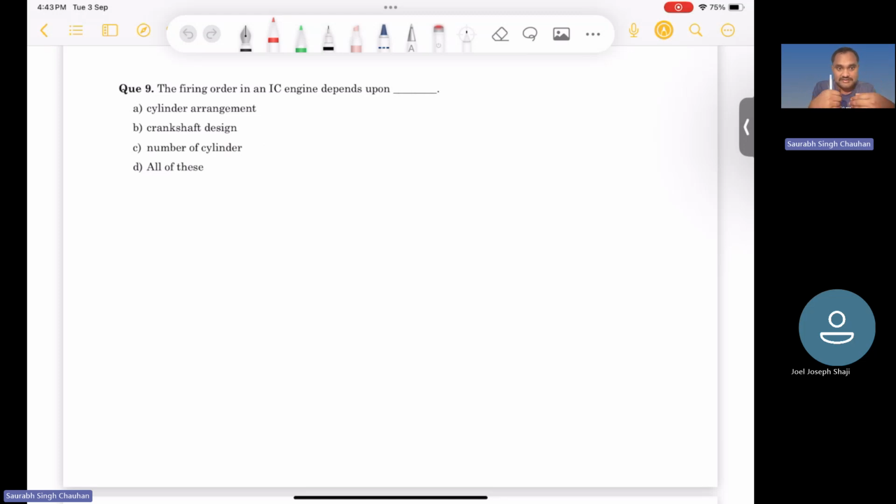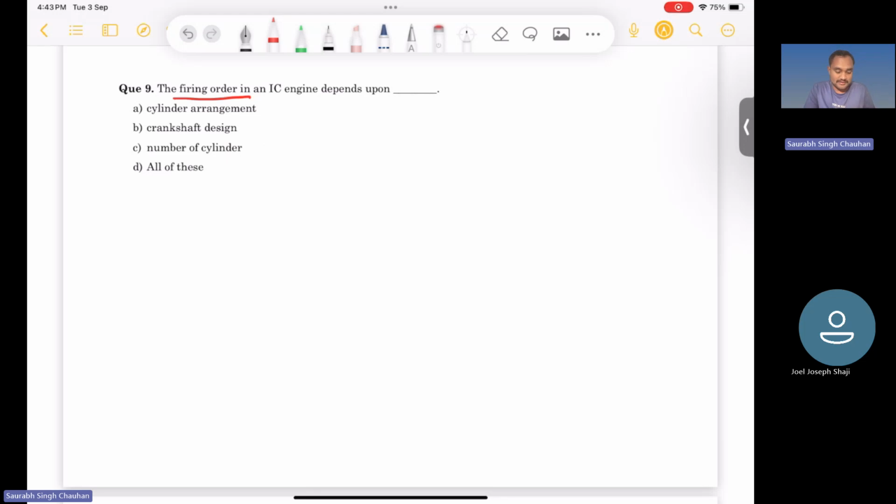The cylinders are not fired simultaneously. There is some order. Maybe there will be firing in the first cylinder first, or second cylinder, then maybe some other cylinder. The order in which they are being fired is what is meant by firing order. This is very important, the order in which these cylinders should be fired. Why is it important? If you fire all the cylinders simultaneously, then there will be a huge jerk.